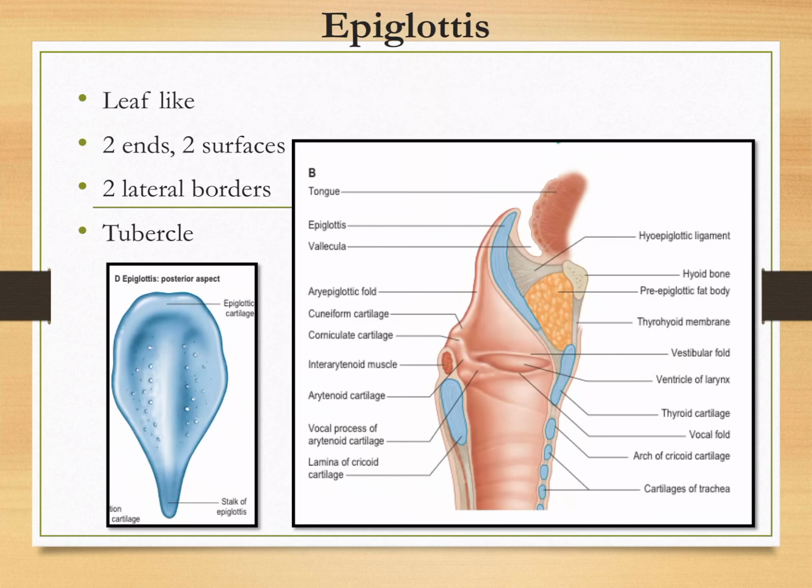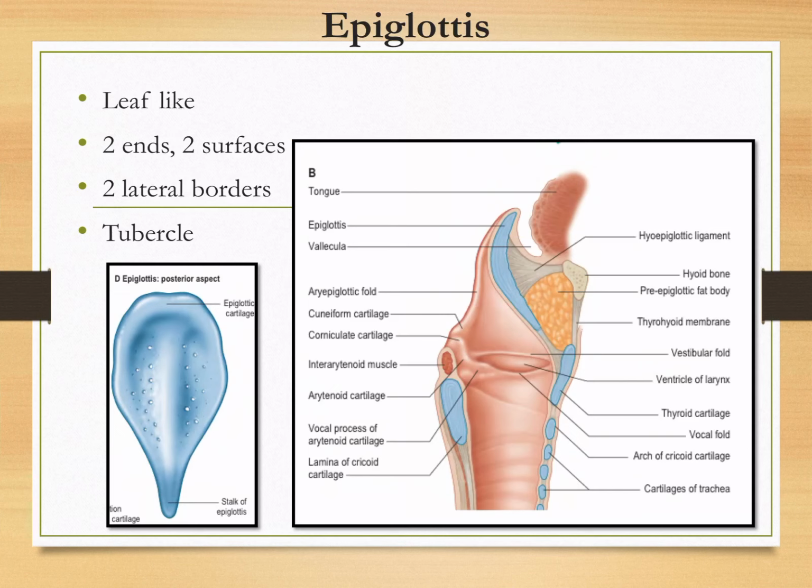Alright, so epiglottis, it is leaf-like. It has 2 ends and 2 surfaces, upper end and the lower end, also known as the stalk. The 2 surfaces are the anterior surface facing towards the tongue and the posterior surface facing towards, let's say, the laryngeal inlet. You also have a tubercle, and those little holes that you see, they are actually holes for the mucous glands which traverse through and through the substance of the epiglottis.